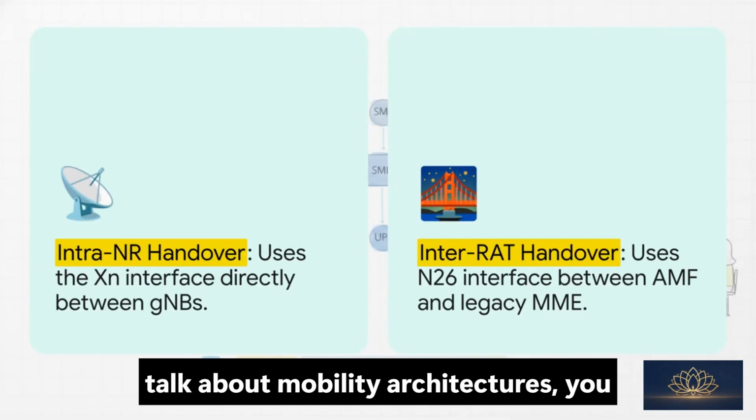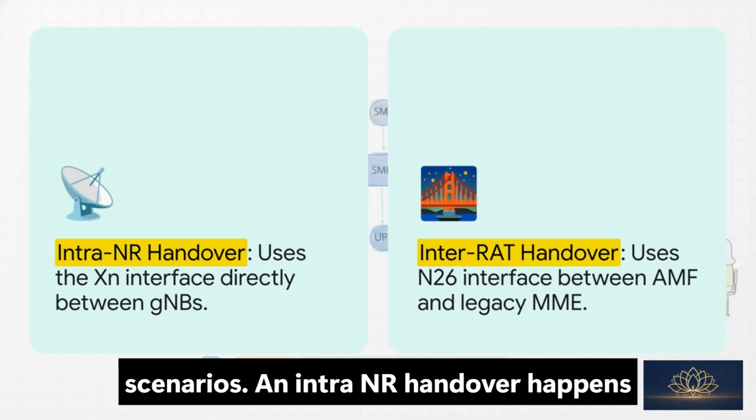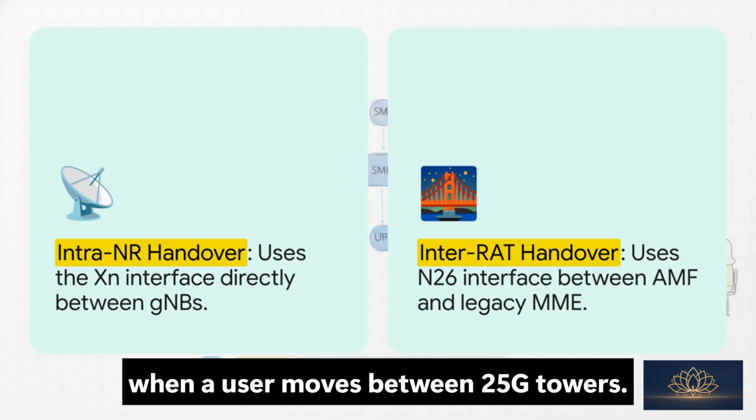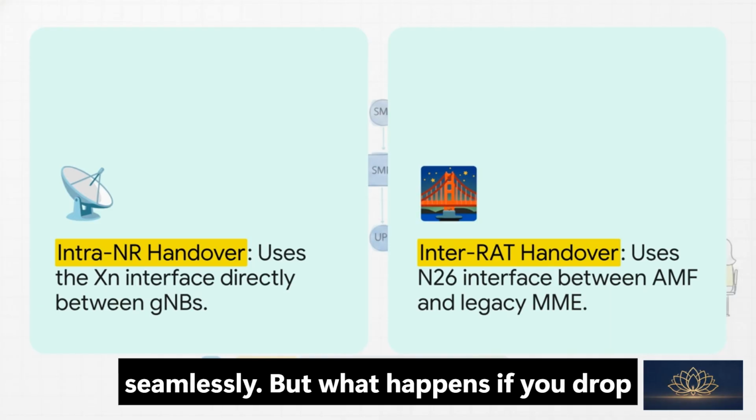When we talk about mobility architectures, you have to distinguish between 2 main scenarios. An intra-NR handover happens when a user moves between 2 5G towers. Those towers communicate directly with each other over the Xn interface to transfer the user context completely seamlessly.